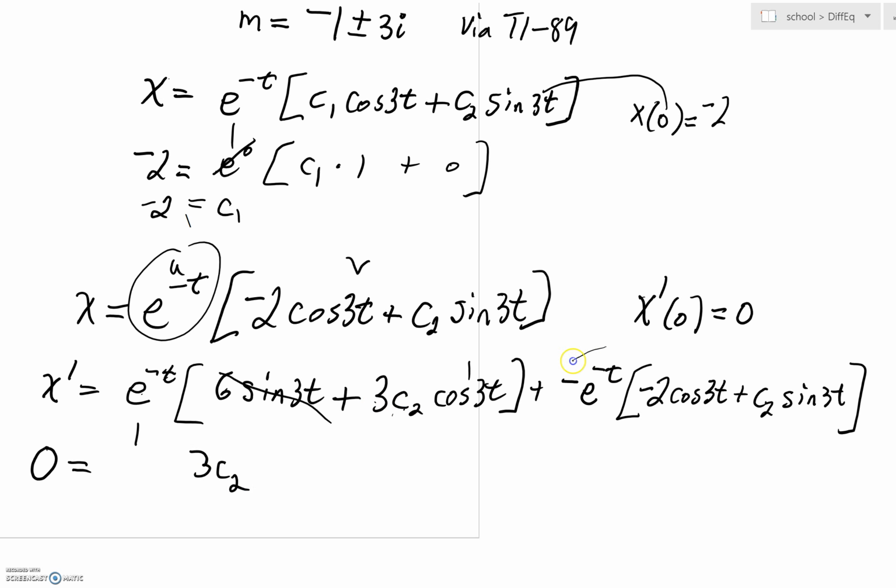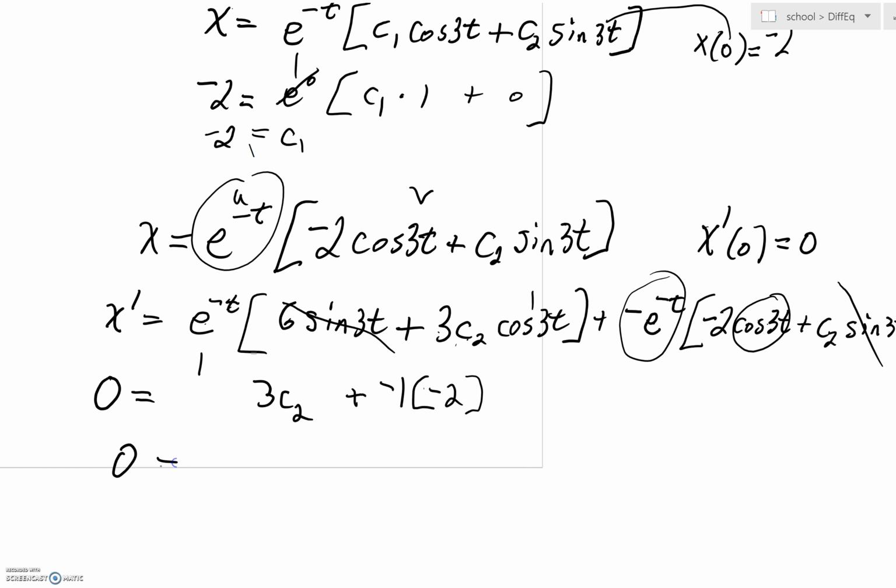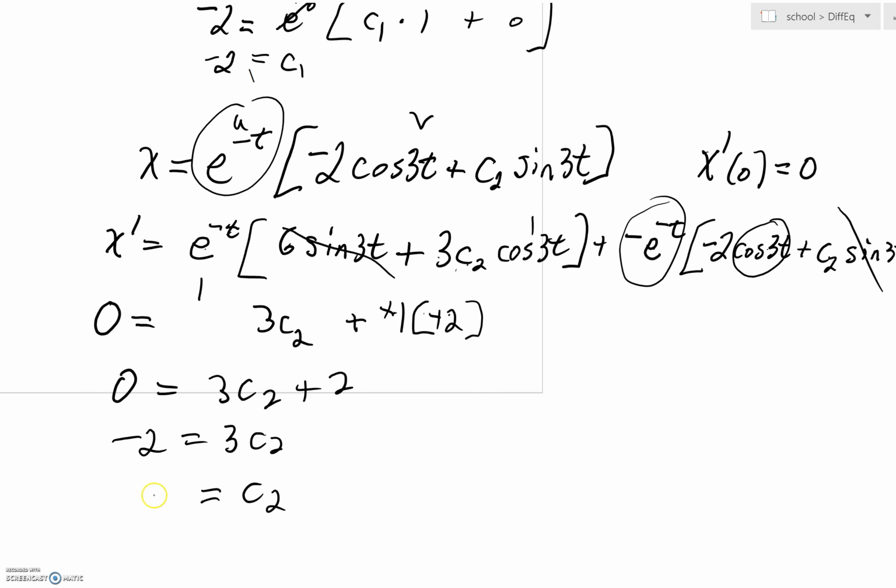When I plug in my 0 here, now be careful. We've got to realize that you get e to the 0, but that's going to be a negative 1 right here. The cosine of 0 is a 1, so we're just going to have negative 2 times 1, which is negative 2. And the sine of 0 just completely goes away. So, wow, we're almost done here. We could say 3c2, a negative times a negative is a plus. So you can subtract a 2, divide by your 3, and you'll get negative 2/3 for your c2.